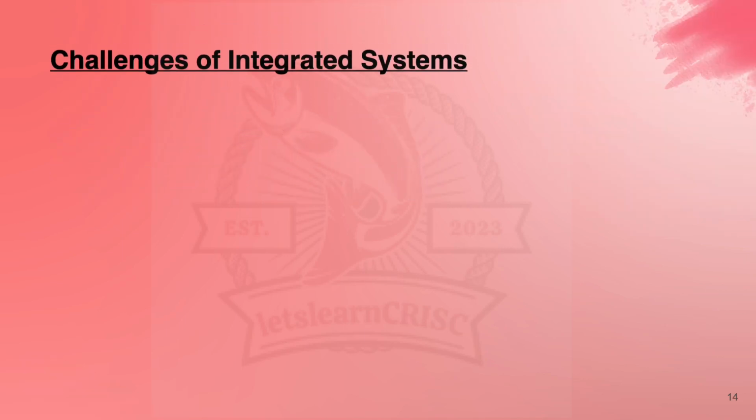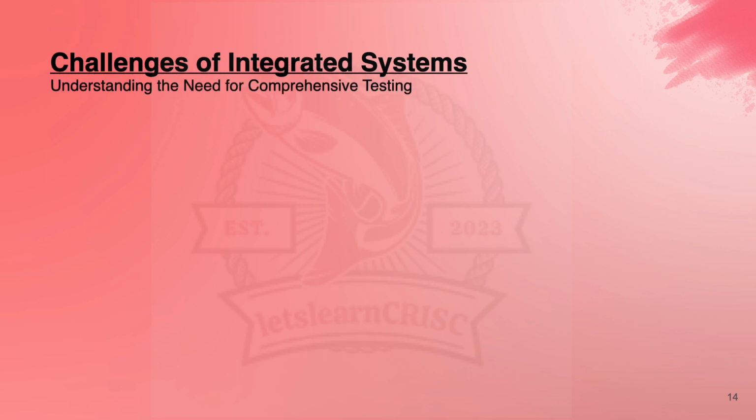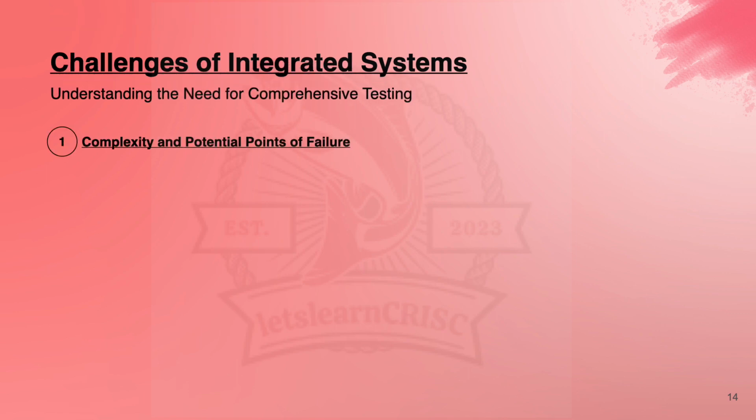Let's move further ahead, we'll discuss some best practices in unit testing and code review. The first is about the challenges of integrated systems, right? Friends, unit testing and code review are essential processes, right, in software development and system maintenance. So these practices help to ensure that individual components of a system work as expected and the code meets the quality and compliance standards, right? So let's see the challenges of integrated systems.